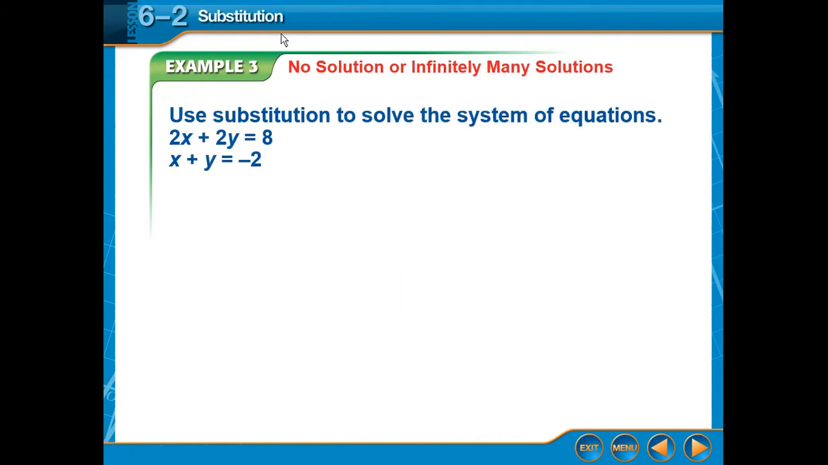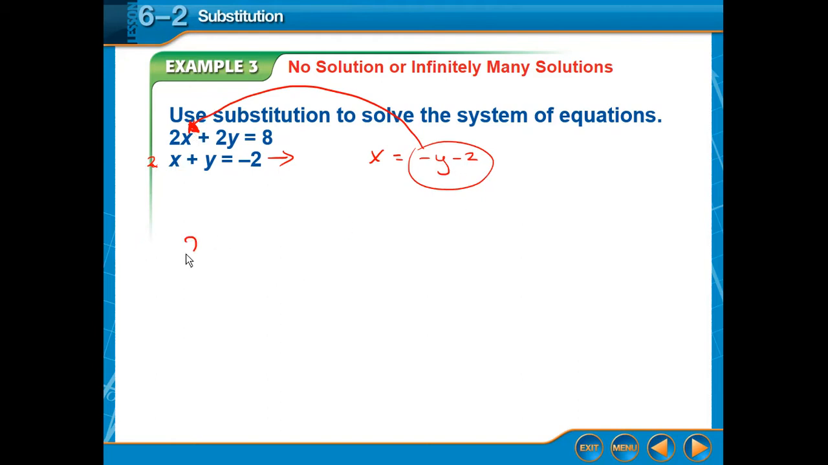Okay, following the same procedure, we want to get one of our variables by itself. So I would use equation 2 in this one and either do x or y. It doesn't really make a difference. So if I want to get x by itself, I'm going to subtract y from both sides. So this equation is going to become x equals negative y minus 2. So this is what I'm putting in for x, because x is equal to this.